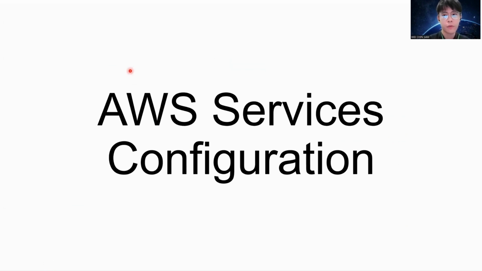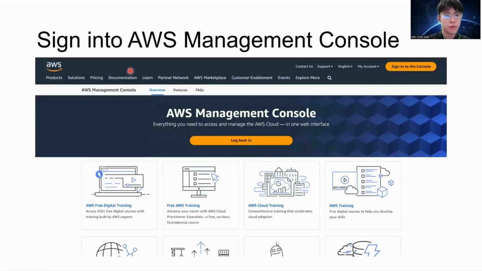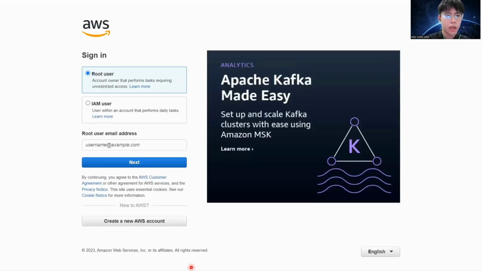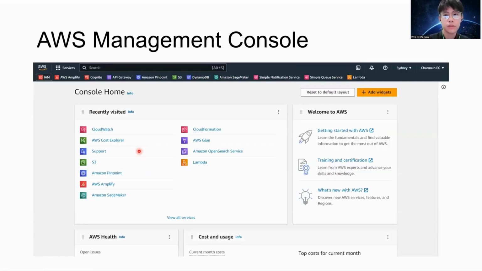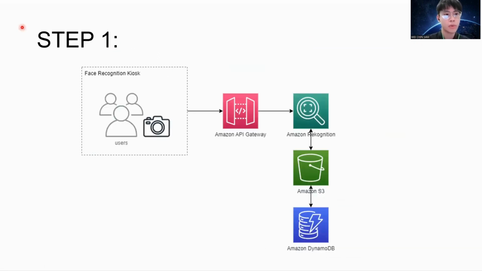We first have to log in to the AWS Management Console. Clicking sign in to the console, we are able to see this page. Then sign in using the root user, and we can see this AWS Management Console. Moving on to module 1, which is our step 1. First, the face recognition kiosk will capture the image, and then the image will pass to Amazon API Gateway, and then be further processed by Amazon Rekognition.